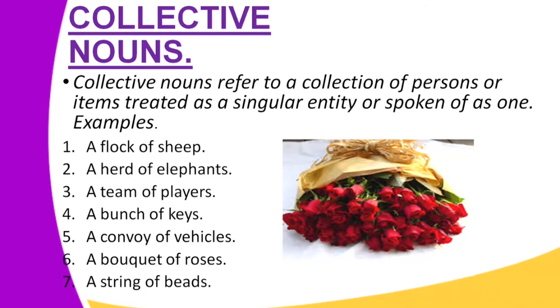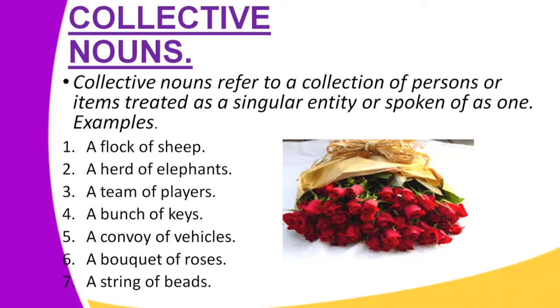Having looked at compound nouns, let's look at collective nouns. We are saying that collective nouns refer to a collection of persons or items treated as a singular entity, or spoken of as one. They exist in numbers, but when we talk about them, we treat them as one entity. When we talk about a group of judges, that becomes a jury. These are many people but being referred to or being treated as one.